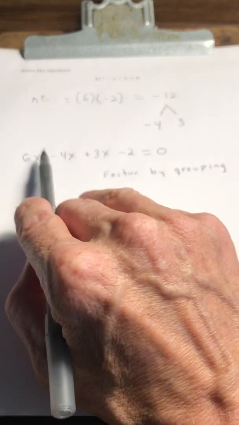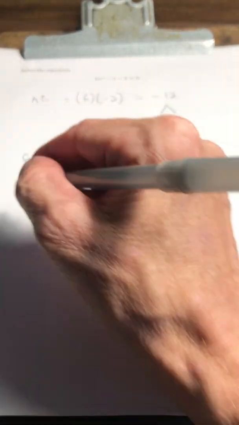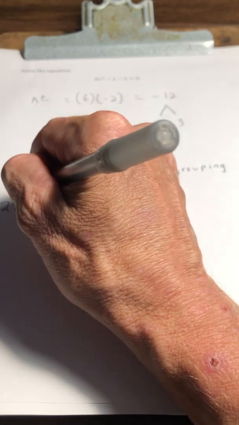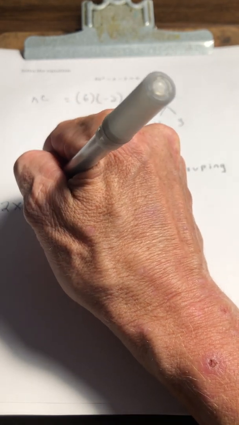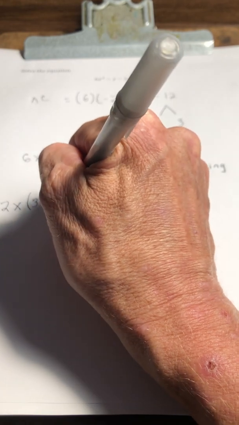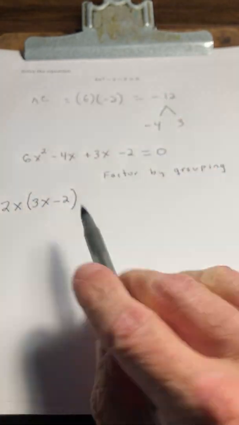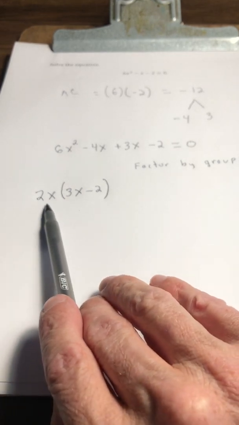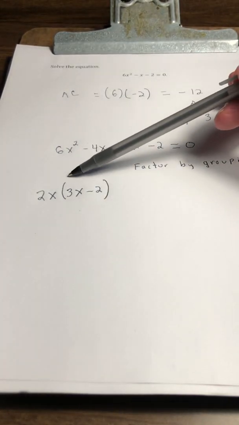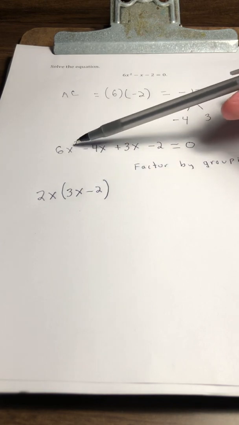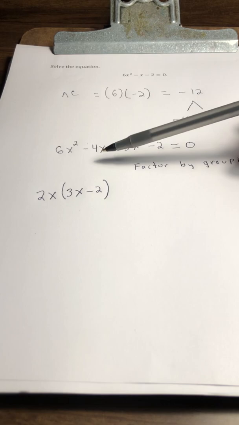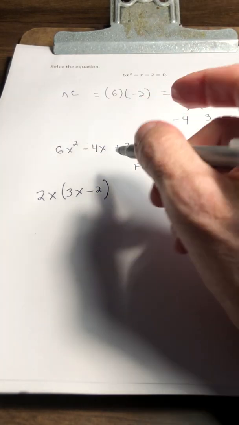So from the first two terms, we can factor out 2x. So we have 2x times the quantity 3x minus 2. You can double check that. If you distribute the 2x, you get 2x times 3x, which is 6x squared. 2x times negative 2 is negative 4x.